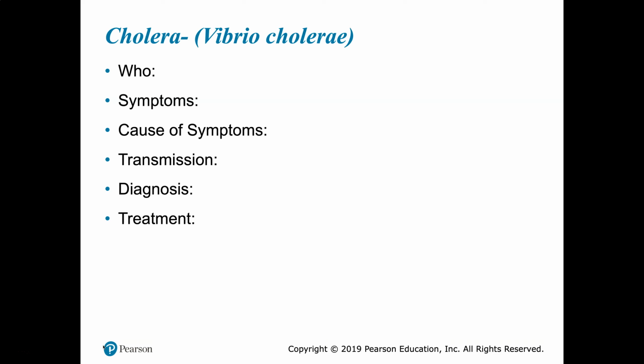Cholera, Vibrio cholera. So Vibrio cholera is a really interesting organism. We kind of talked about it a little bit when we talked about toxins. We said there was a cholera toxin, but we didn't go into it very much. So the organism itself is Vibrio cholera, and it's a gram-negative bacteria.